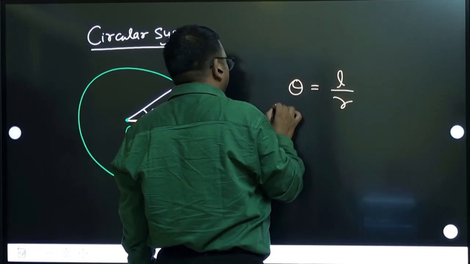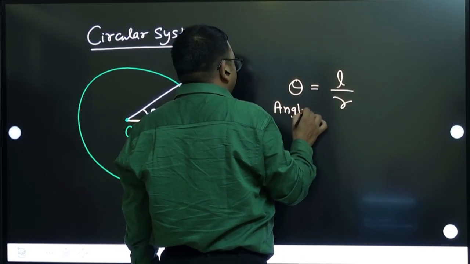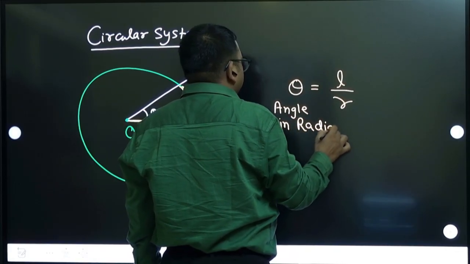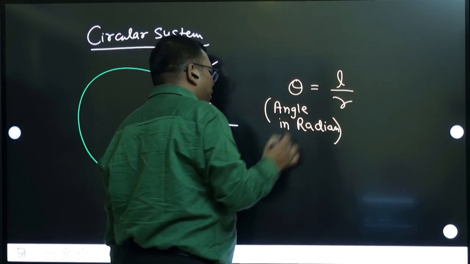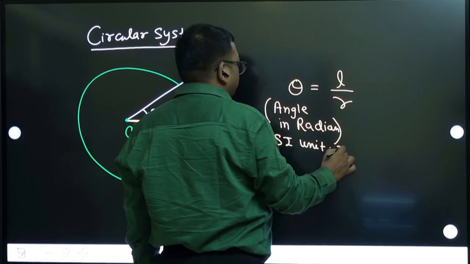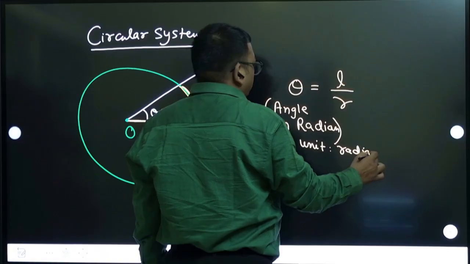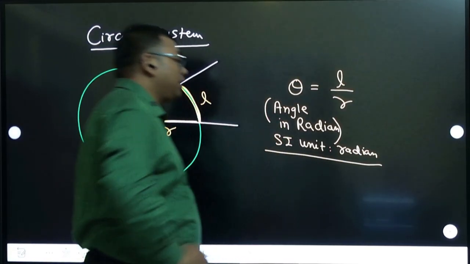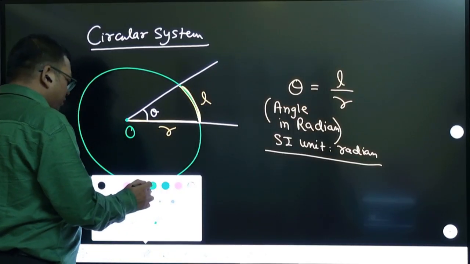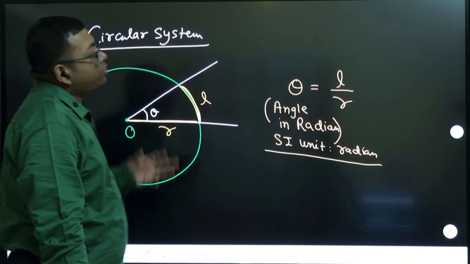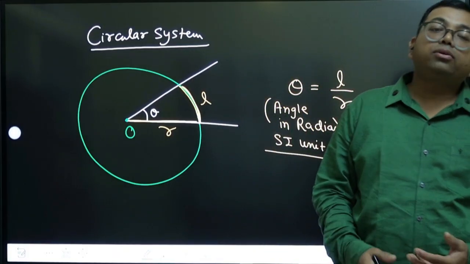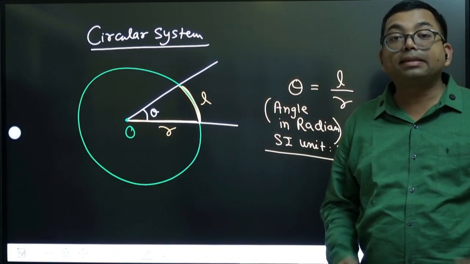This definition is called angle in radian, and this is accepted as the standard unit. The SI unit of angle is radian. Everywhere people accept this. That's how we define this. So this is not in degrees. Note that this is not in degree. But how do I get the relationship between degree and radian?